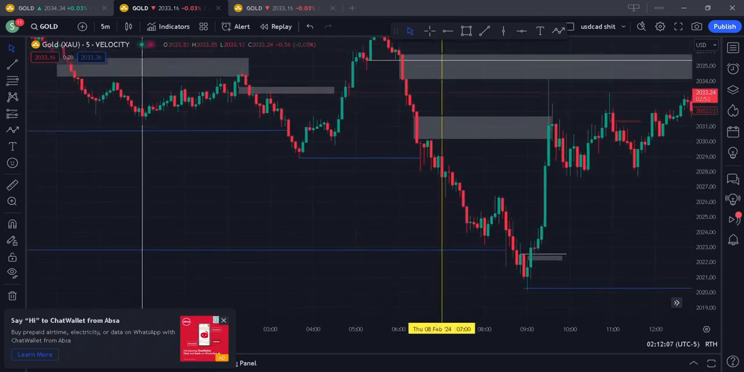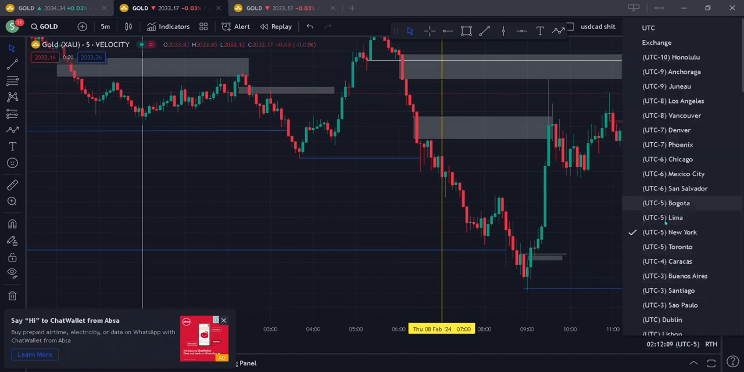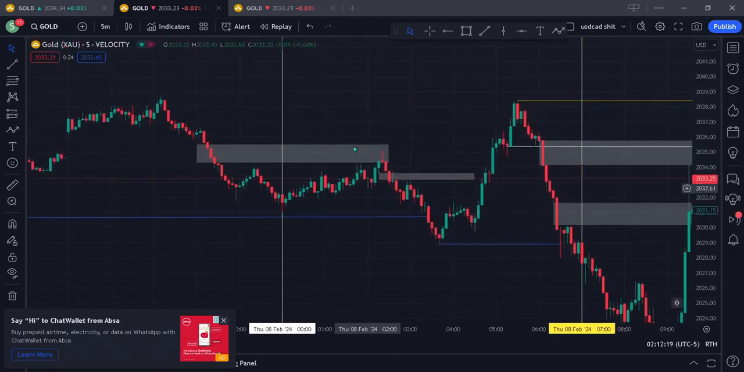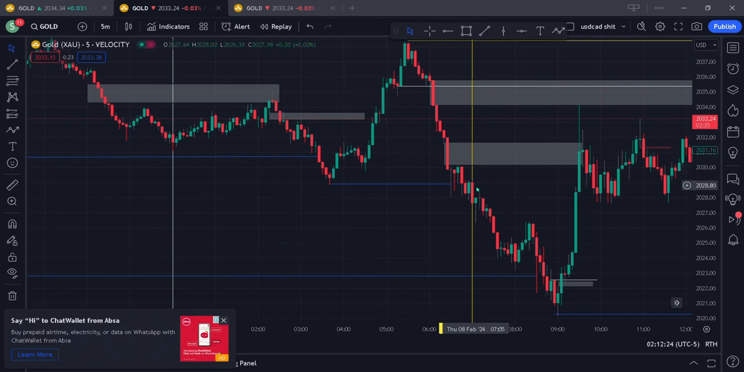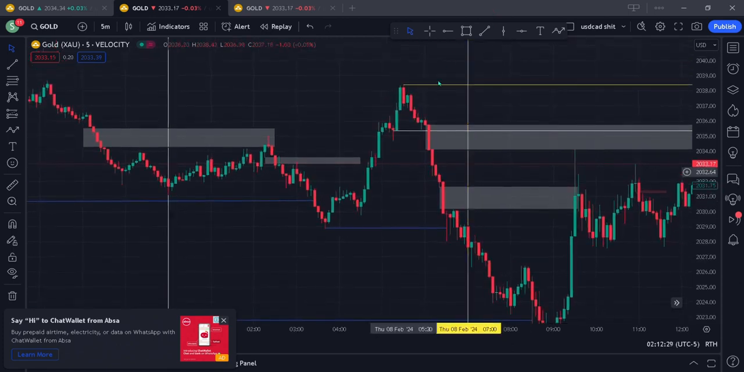And as you know from the top, we always make sure that we are set to New York. Why? Because ICT strategies and concepts work specifically to New York time. First things first, you want to put a line at midnight. Yesterday was Thursday, so it will put a line there. And then 7 a.m. New York time, which shows us the New York session. So then everything that's on the left hand side is the London session.